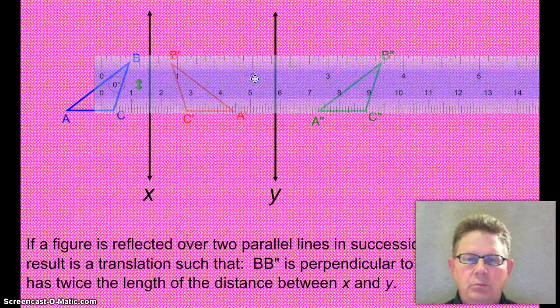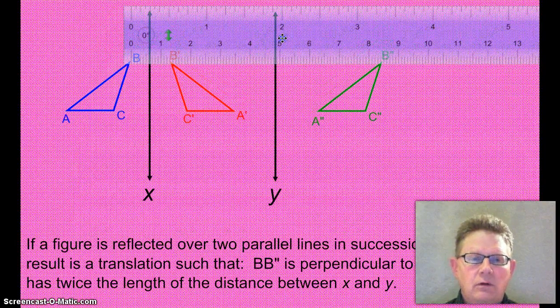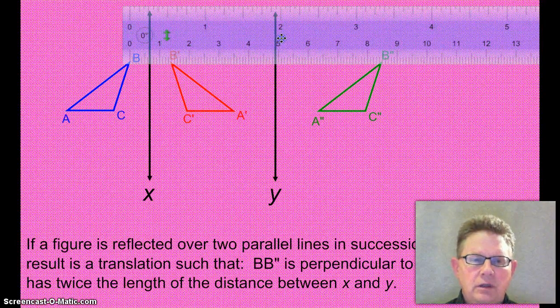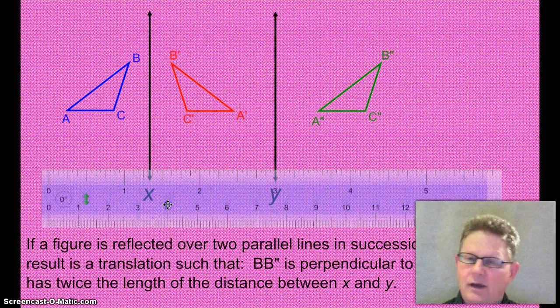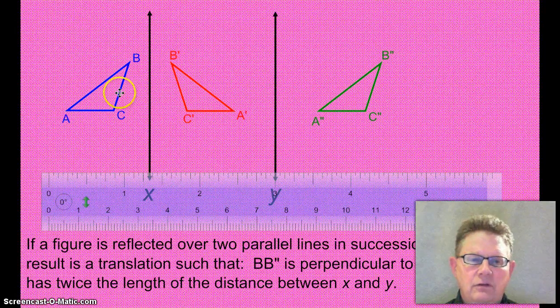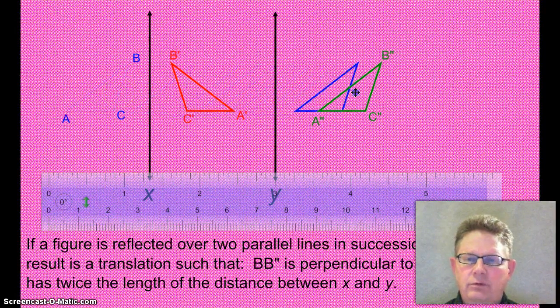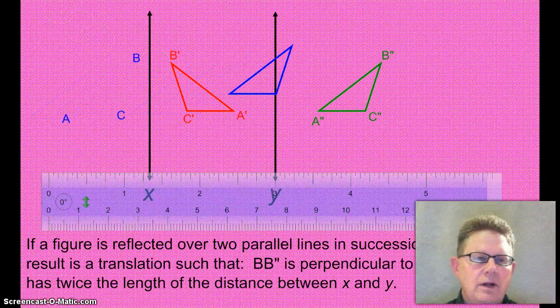Now let's find out how big B prime is. According to the theorem, it should be 8.4. Look at that, 8.4. Wow, sometimes you luck out. But it certainly does look like a translation. Just slid right over. And that is what's going on.